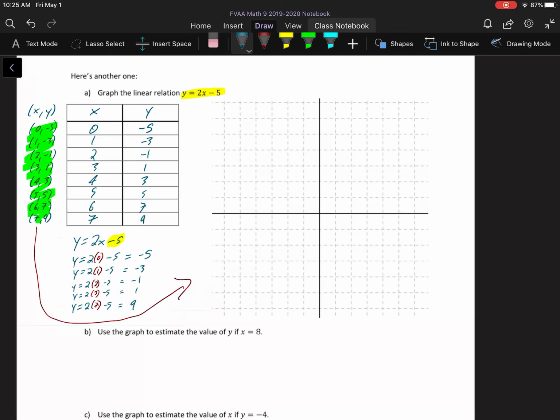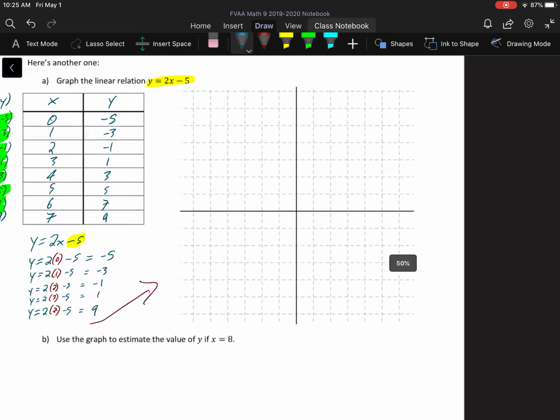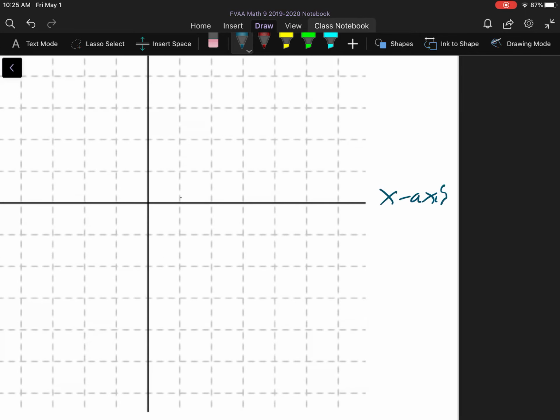Okay? I don't have to label these axes as much just because it's y and x. Just remember that this is your y-axis and this is your x-axis. And I'm going to go up by 1. Each of these squares is going to be equal to 1. So this is going to be positive 1, positive 2, positive 3, and negative 1, negative 2, negative 3, and so on and so forth.